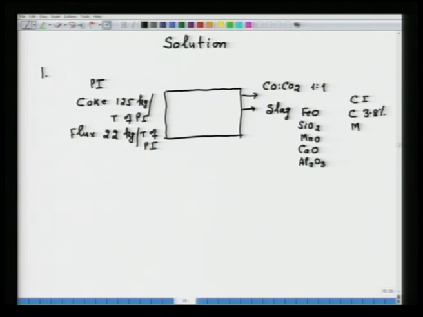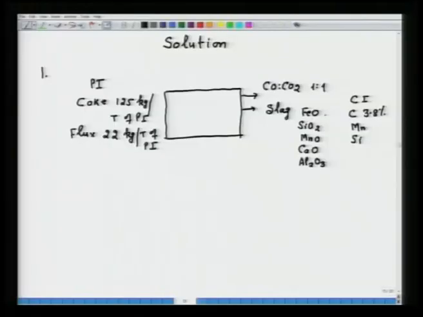It contains manganese and silicon. No percentage of manganese and silicon in cast iron is given. So, you cannot find out what is the percentage of iron at the moment. Slag composition, if you wish, you can write down 12, 45, 3, 25 and 15. Now we are required first of all to calculate the weight of slag. So, first let us calculate the weight of slag.